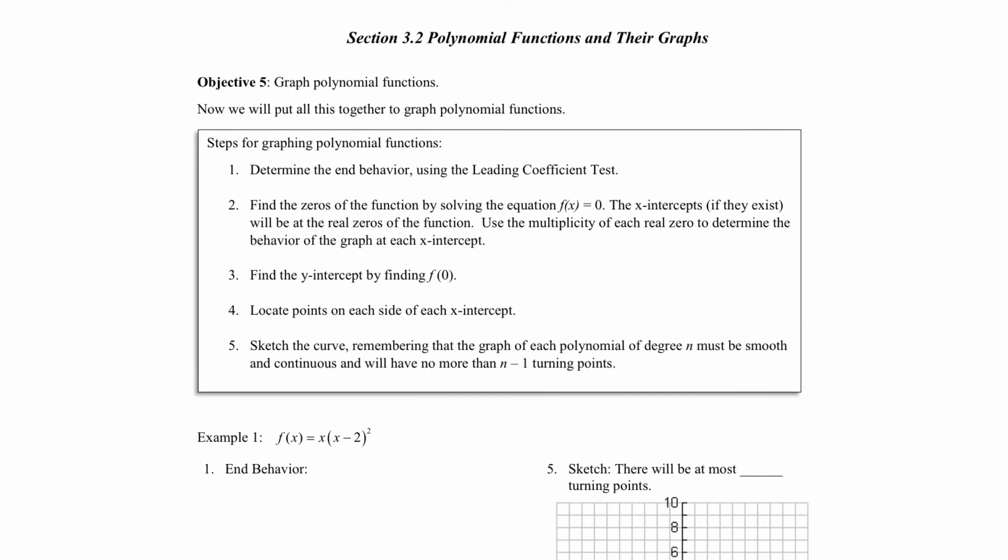And then finally, we're going to locate points on each side of each x-intercept to give us a little more guidance in graphing. And then the last step is to sketch the curve, remembering that the graph of each polynomial function of degree n must be smooth and continuous. And a fact that we can take from calculus is that it will have no more than n minus 1 turning points, n being the degree. And by turning points, what we mean are relative maximum or relative minimum values, where the graph is increasing and then decreases, or decreasing and then begins to increase.